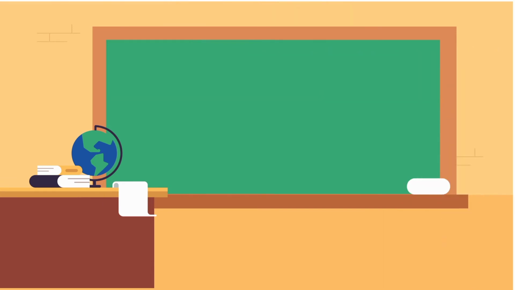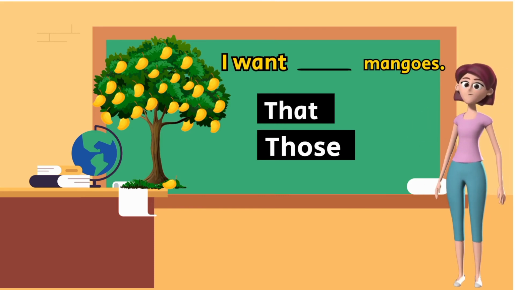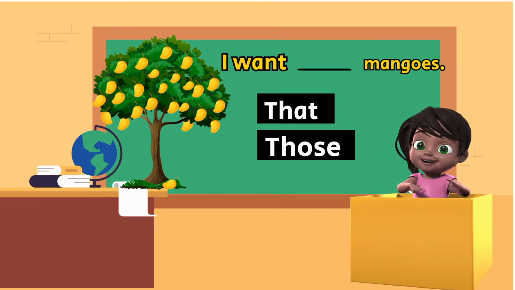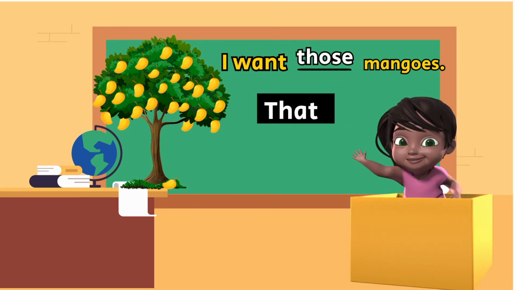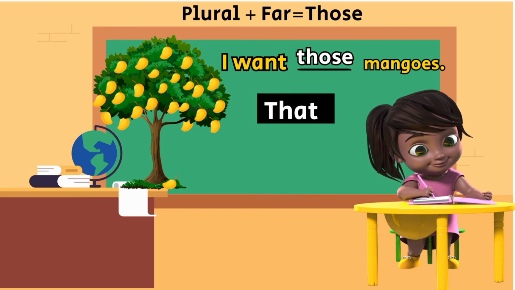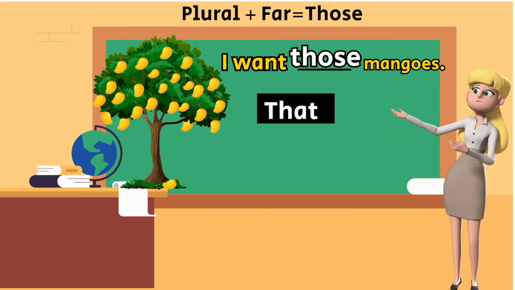Now you look at the picture and fill in the blank. I want dash mangoes. Yeah, very good. I want those mangoes. Why? Because mangoes are plural noun and the objects are far from us. So we will use those mangoes.